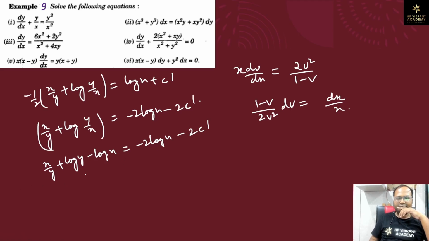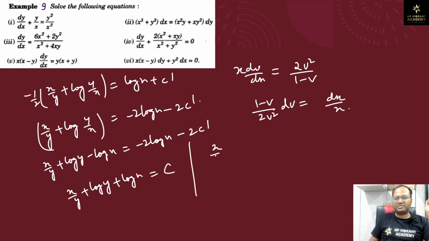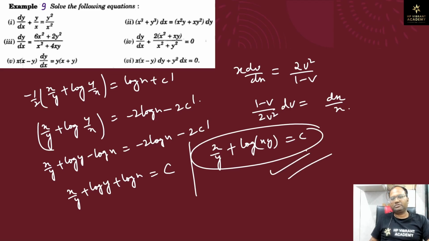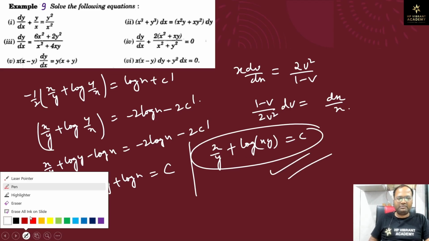From here, x upon y plus log of y, and this -2 log x and this log x, so here we get plus log x is equal to -2 c dash. We can take a new constant as c, so we have x upon y plus log of xy is equal to c. This is the general solution. Let us discuss the sixth one.